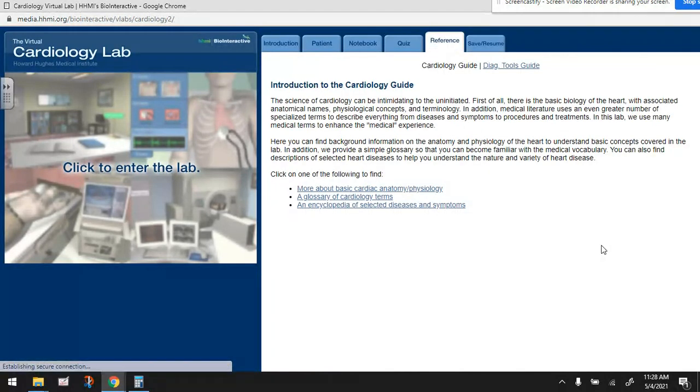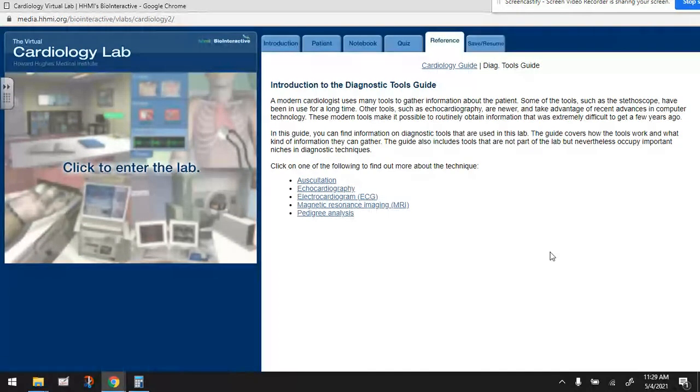Now, probably one of the most important tabs is this tab right here, which is the reference tab. And you really need to become familiar with this diagnostic tools guide because this is going to help you quite a bit. And then, of course, you want to read through or click on all of these to know about the anatomy, the glossary of cardiology terms. All of this is good stuff, good reference stuff. But let's take a look at the diagnostic tools and become familiar with everything.